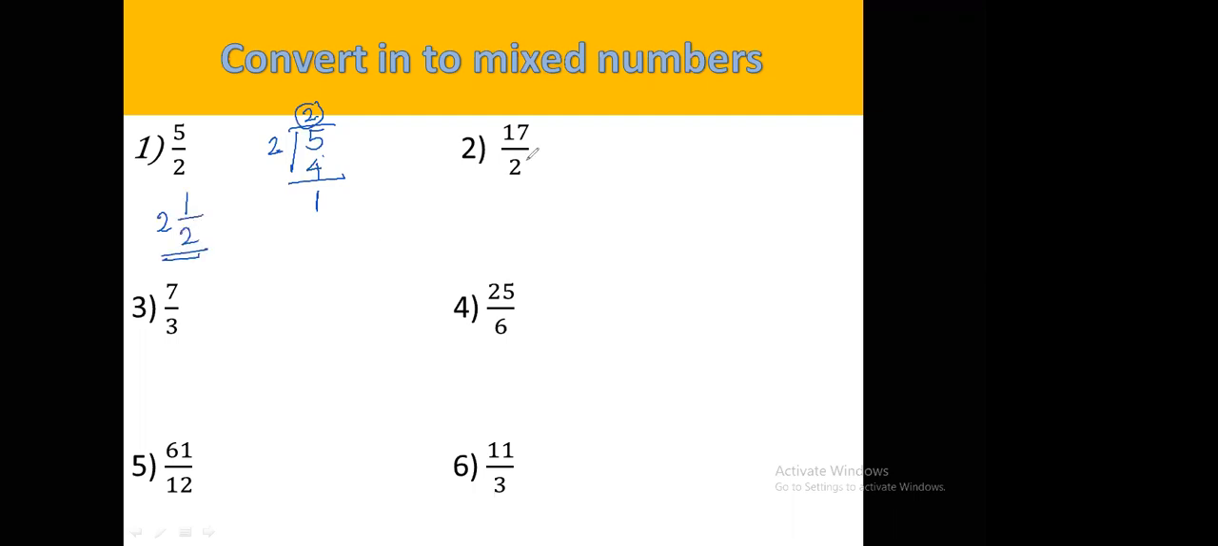You write the quotient in the middle, the remainder on top, and the divisor at the bottom. This is the answer. Now look at this one. 17 divided by 2. How many 2s in 17? 8. 8 times 2, 16. 1 remainder. Then write the quotient in the middle, remainder on top, and the divisor at the bottom. Writing this way is called converting into a mixed fraction. This is a mixed fraction; this is an improper fraction. Do you understand how to do this? Yes, teacher. Then start to do the other sums alone.